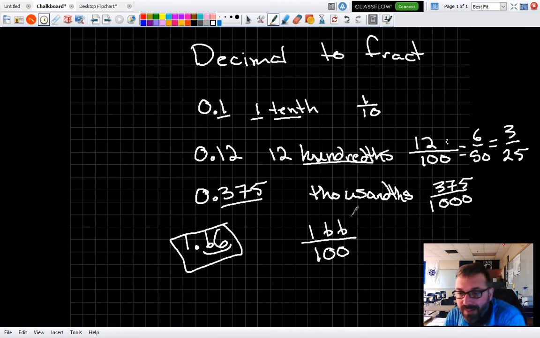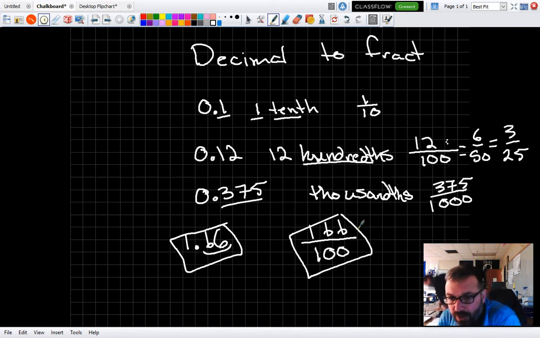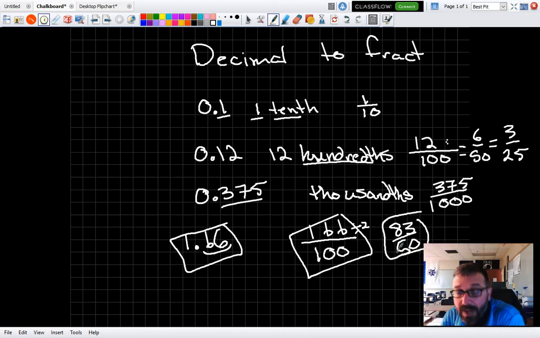Now, that being said, this number needs to be reduced, okay? So make sure you reduce it. 166 divided by 2, well, 16 divided by 2 is 8, so 83 over 50. And, oh, that's actually the answer. So 83 over 50 would be your answer on that.